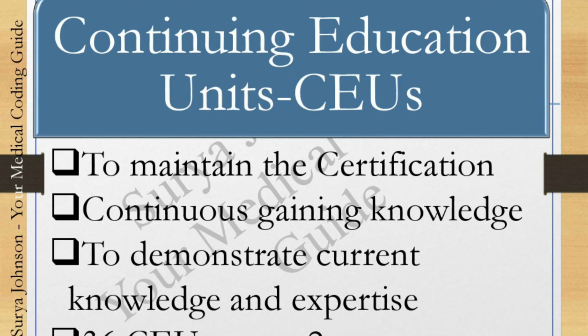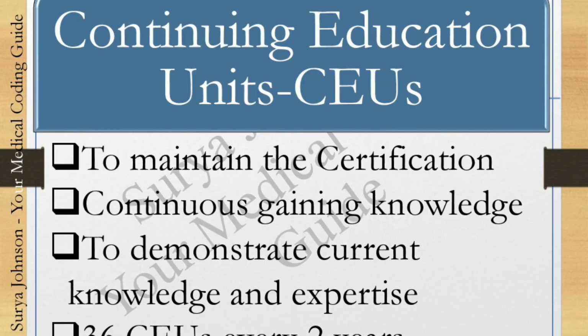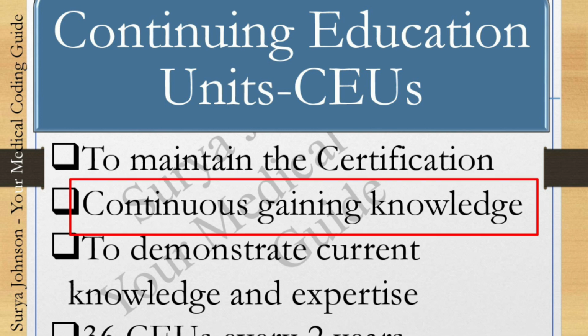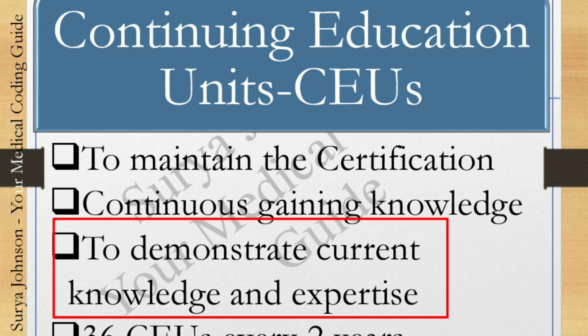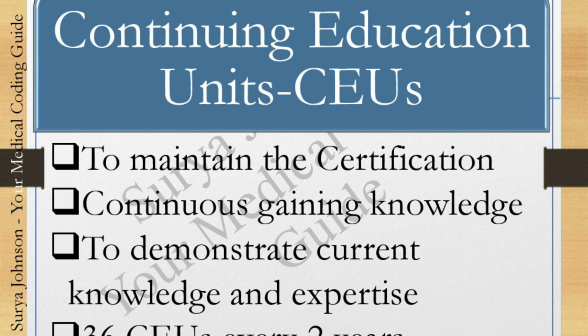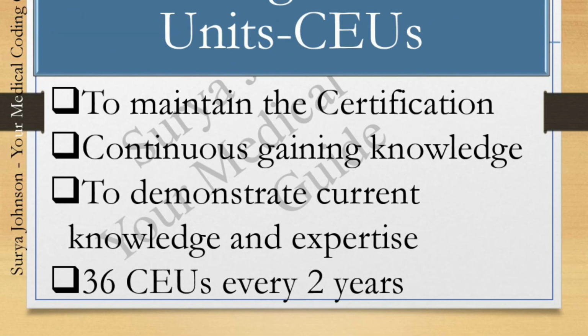You have to show to the AAPC organization, because they are the license providing organization, the certification providing body, right? They want their certified people under the organization to be up to date with the guidelines and everything, so the value for the CPC will not get lost in the future. That is why they have that CEU, and it demonstrates that you are continuously gaining knowledge, and it is used to demonstrate your current knowledge and expertise, that you are an expert in this field and currently updated with all the updates. That's what it means. In AAPC, there will be a CEU tracker already, so there will be a deadline for that.